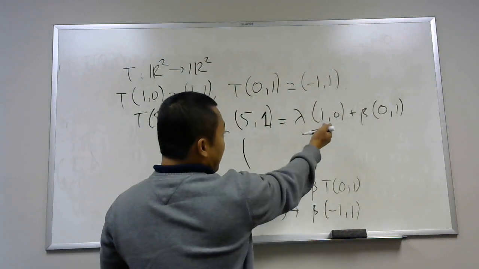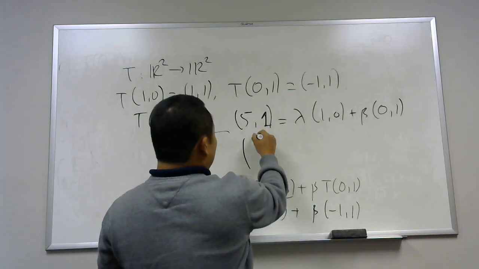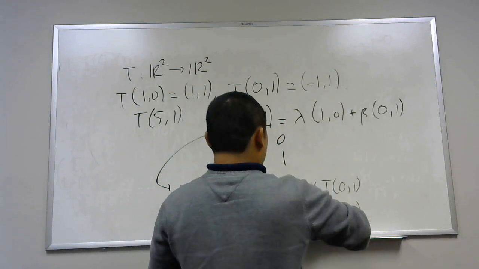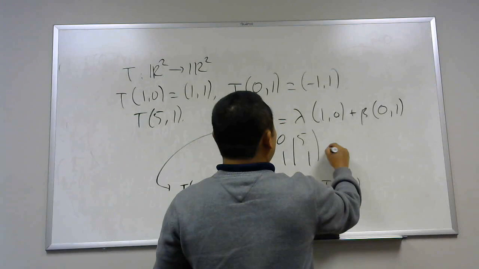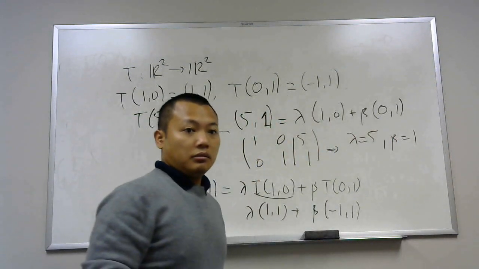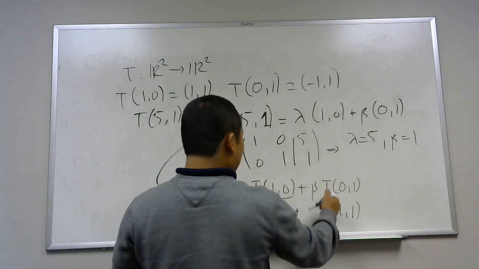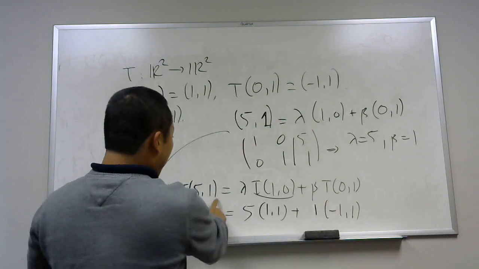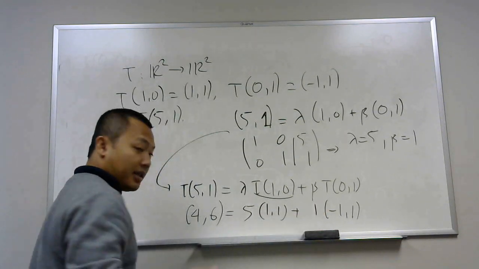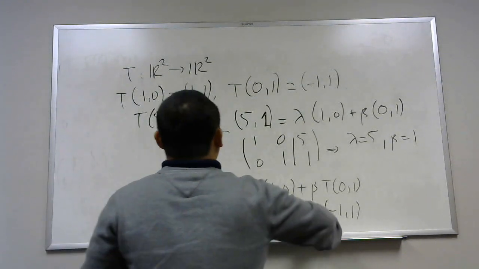Let's say this vector is a linear combination of this and this vector, right? So if we write this identity in the form of a system of linear equations, we would have the following: (1, 0) and (0, 1), and here we have (5, 1). So from here, lambda is 5 and beta is 1. We plug 5 and 1 in here. Finally, T of (5, 1): 5 minus 1 is 4, and 5 plus 1 is 6. That's what I have. That is the first question.